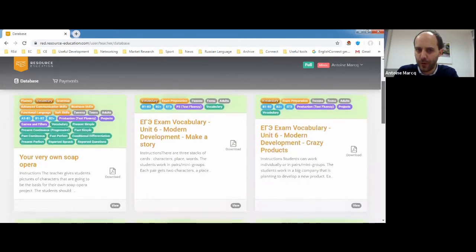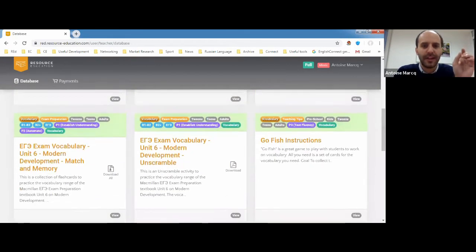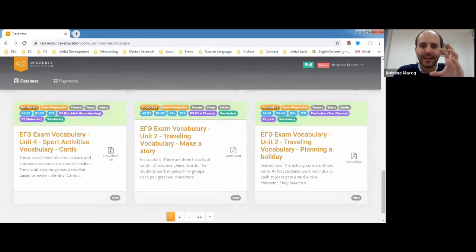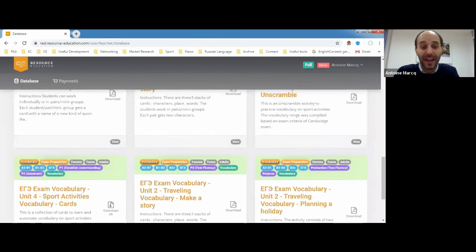So this is a specific request as well of yours. This is a new exam we've got here. Well, relatively new, the YGE exam in Russia at the end of school. And we've had a number of teachers asking us for ways to automate the vocabulary range the students are supposed to know. So what we simply did is we took the exam vocabulary textbooks of Macmillan, and per unit, we're collecting the vocabulary into groups. So last week I showed you traveling vocabulary. I showed you unit 4, sport activities.